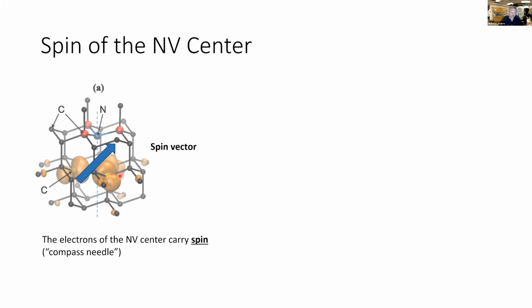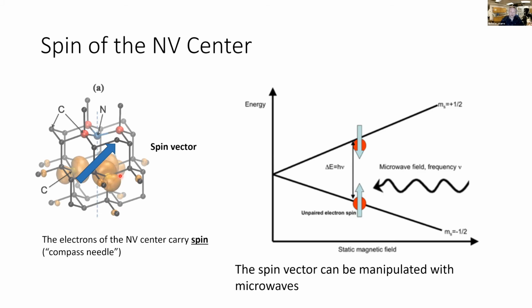and it can move around in different directions. The most important thing is we can manipulate the spin vector. We can change its direction, like from up to down, by shining microwaves on it. So we can shine microwaves on and manipulate its energy levels and its spin.